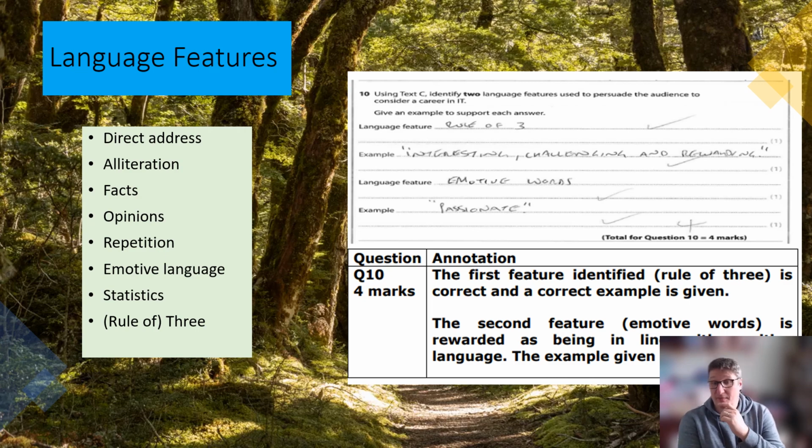Because the human mind works not on binary, but on a basis of threes. So we understand things in terms of three, the rule of three. The example given here: interesting, challenging, and rewarding. Three adjectives to describe the job.